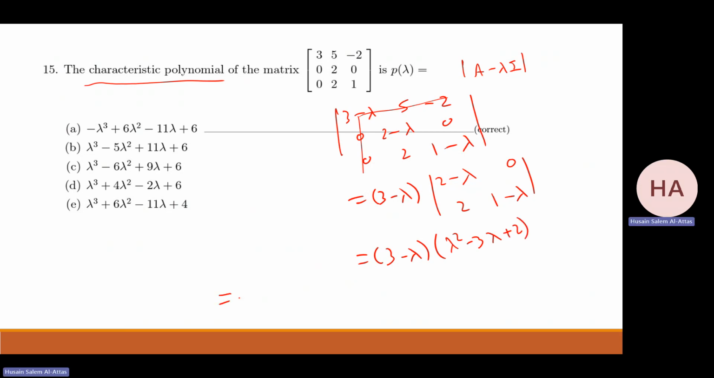Let me do the calculation. That will be minus lambda cube, this times this. What will bring me the square? 3 lambda square plus 3 lambda square plus 6 lambda square. Lambda is minus 2, minus 9, minus 11 lambda plus 6. And that is my answer.